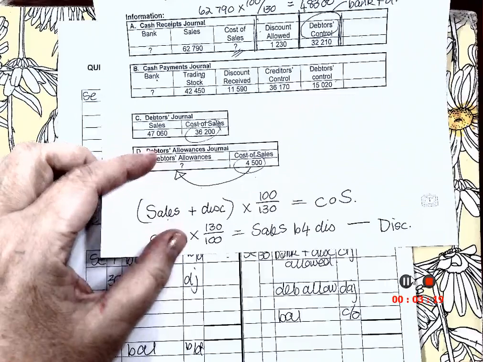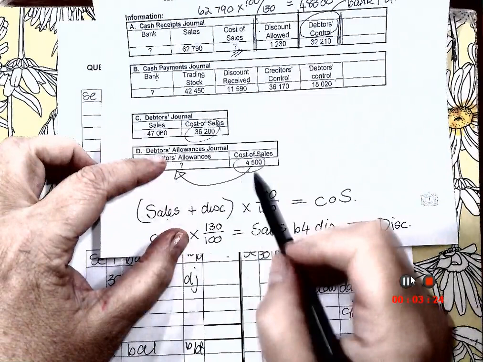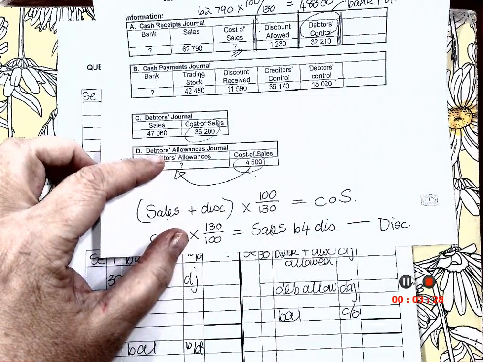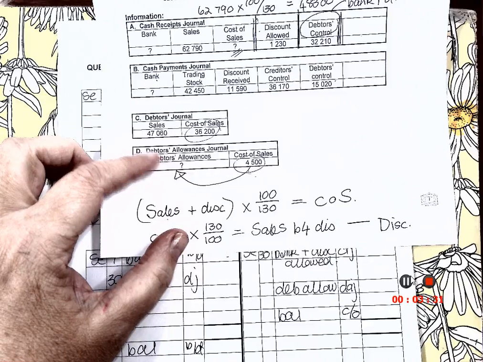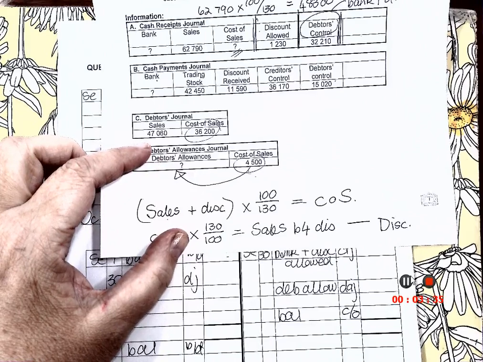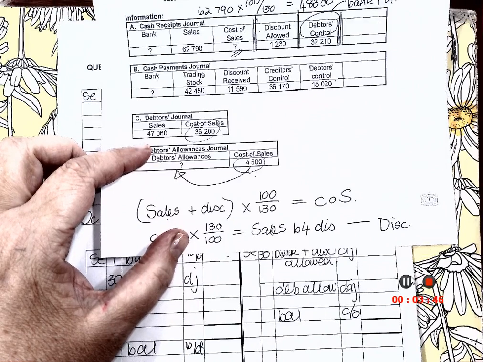But what if I gave you the debtor's allowance and you had to calculate the cost of sales? And what if I said to you, only 4,000 of the debtor's allowance we received the goods back. The rest was just allowance in its own, where we gave a rebate. Can you see that then you're only going to work on the 4,000 to calculate the cost of sales?